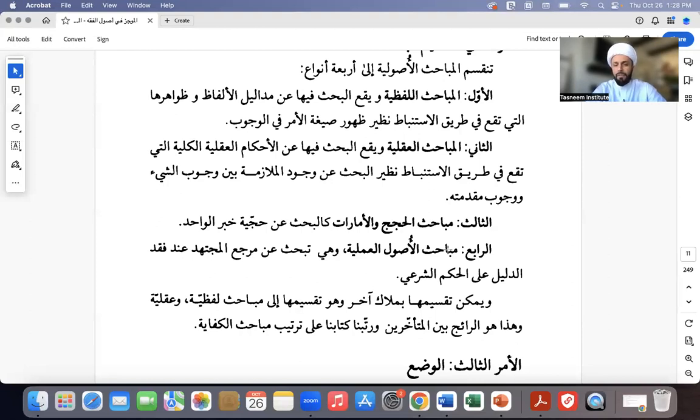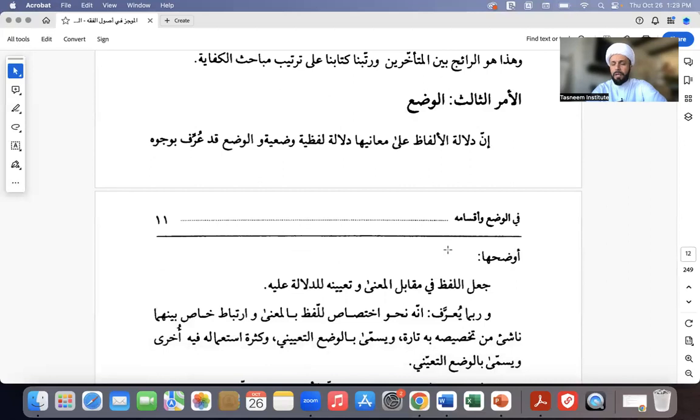And then finally, the final section of usul al-fiqh is mabahith al-usul al-amaliyya, looking at the procedural principles that are to be followed when we don't have any ayah or hadith that give us any guidance on a particular subject. Now we come to the third section, al-amr al-thalith, al-wad'. This section basically examines the phenomenon and the relationship that exists between words and their meanings.